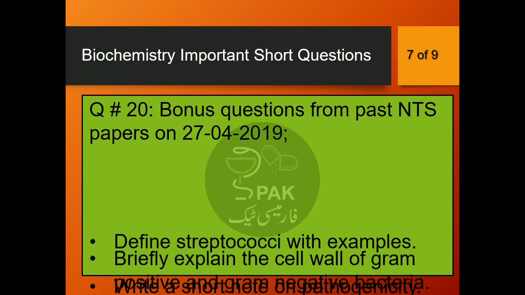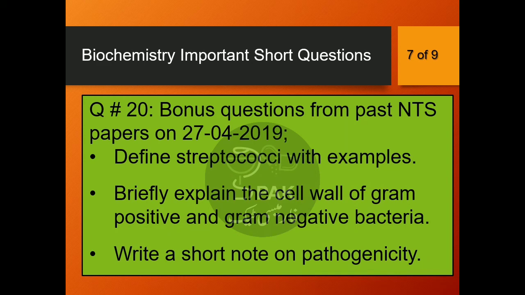Question number 20. Bonus questions from past NTS papers. Define streptococci with examples. Briefly explain the cell wall of gram-positive and gram-negative bacteria. Write a short note on pathogenicity.